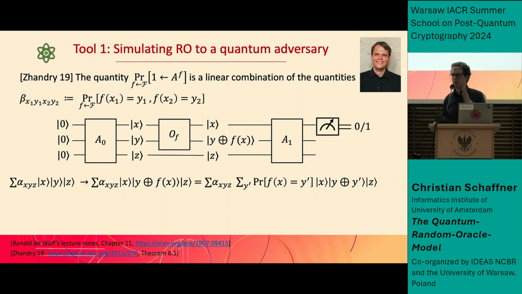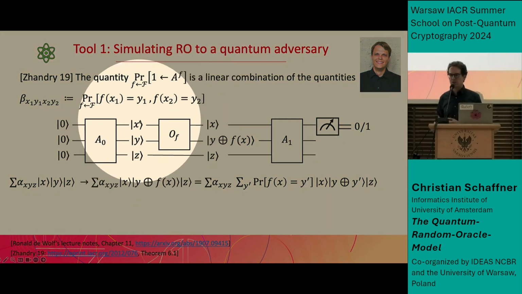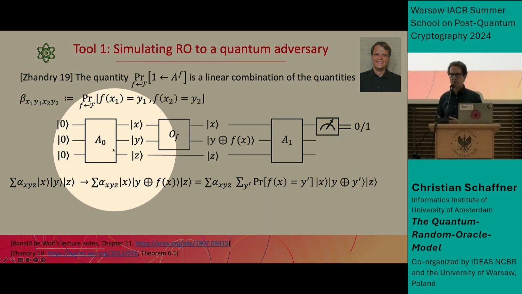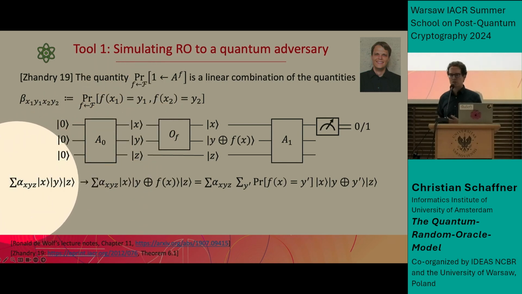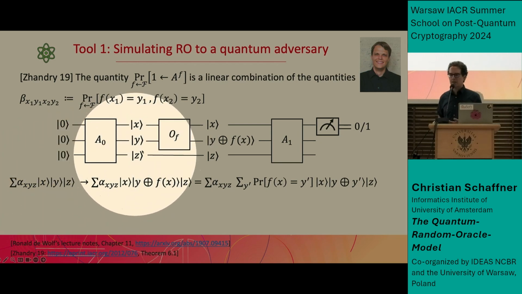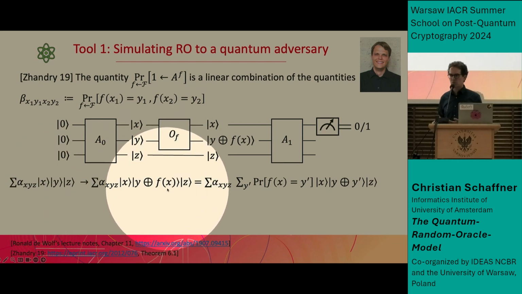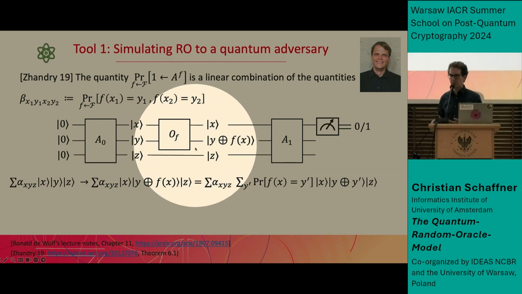So we do the same strategy as Pierre-Alain was doing. We basically look at the state after every operation. So in particular, we have an arbitrary state after A0. This is just some arbitrary complex coefficients. We don't know what they are. And then once the oracle is applied, it transforms the Y register to Y XOR F of X. So again, it's still a pretty arbitrary state after this.